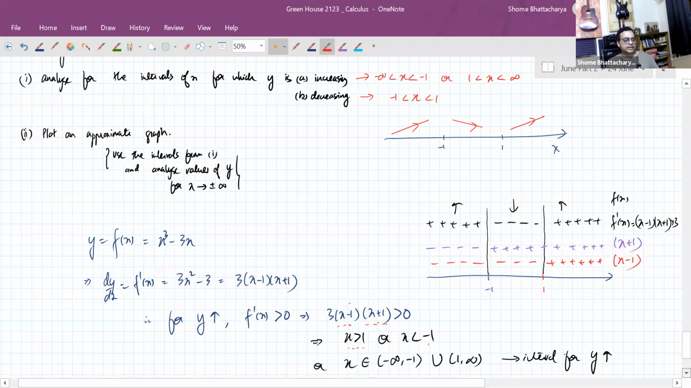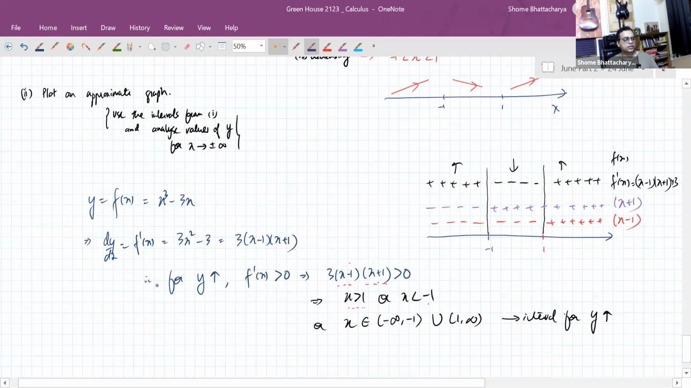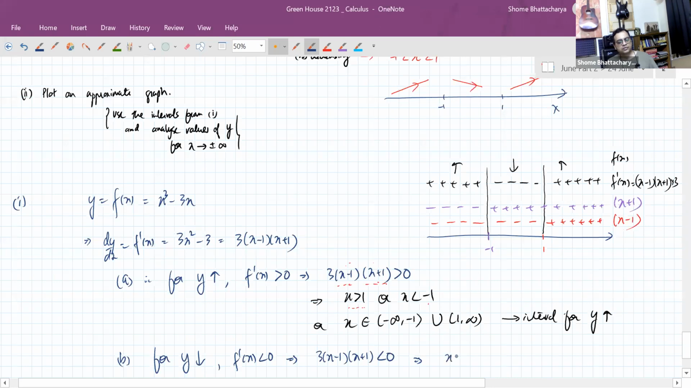Okay, so you can see the second thing's answer is also already here. A part, we wanted to find out where the function is increasing. Now B part, for y to be decreasing, the derivative should be negative. So 3 into x minus 1 into x plus 1 should be less than 0. So from the above number line, you can see that that is happening for this interval, x greater than -1, less than 1, or x belonging to the interval -1 to 1.